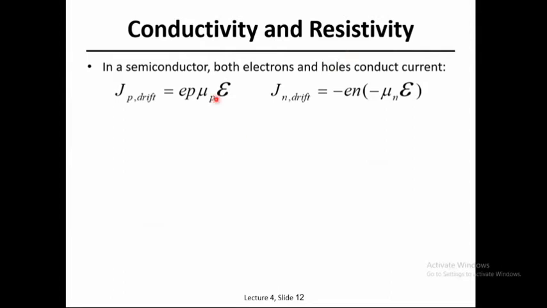So, conductivity and resistivity. Here we have written the drift current for holes and the drift current for electrons. You notice that we have minus minus, so in both cases it will be plus then.